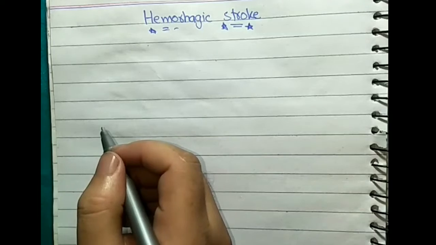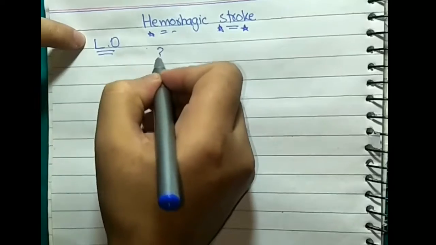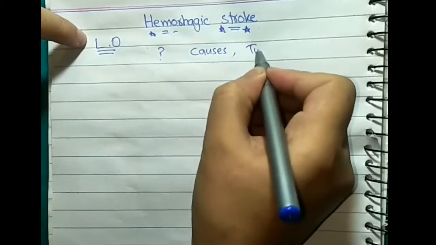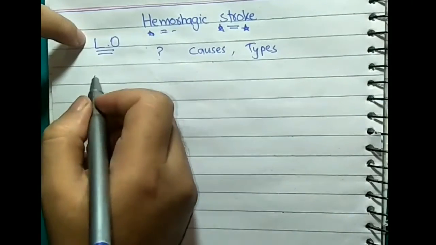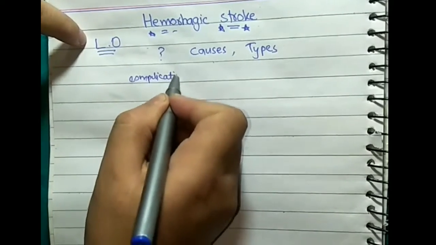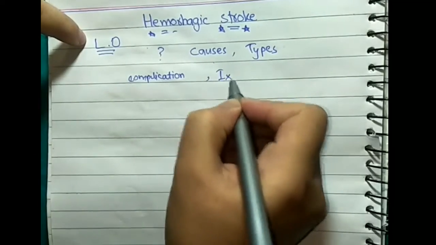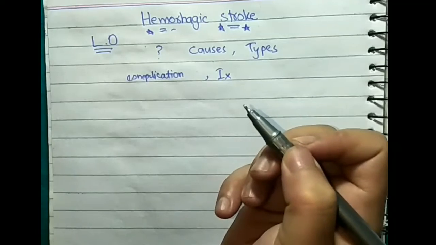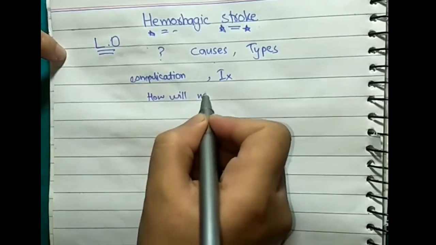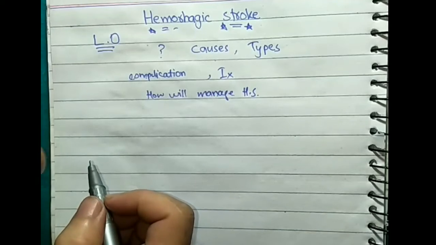In exam and clinical practice, the learning objectives are: what is hemorrhagic stroke, what are the causes of hemorrhagic stroke, what are the types of hemorrhagic stroke, and what are the complications. Similarly, we will discuss how we will investigate a patient suspected of hemorrhagic stroke, and how we will manage a case of hemorrhagic stroke. So let's start the lecture.